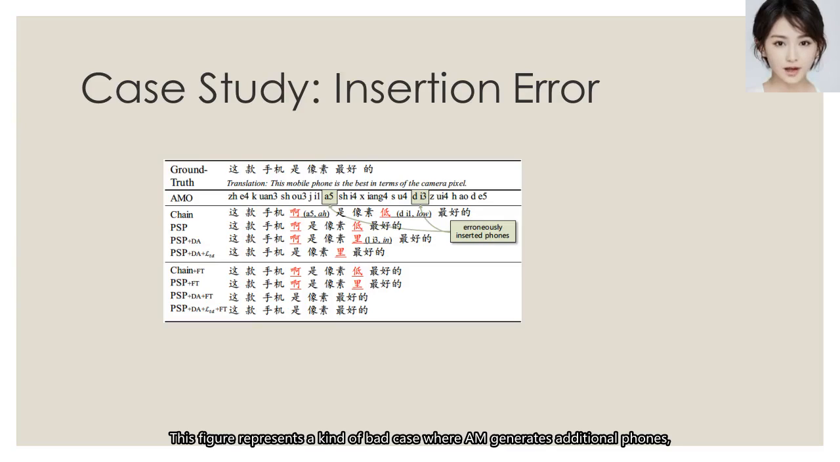This figure represents a kind of bad case where AM generates additional phones, which causes unreasonable results. In this case, the speech is introducing a mobile phone with the best camera quality. However, the erroneously inserted phone turns the result to this mobile phone is the best of low camera pixel. The PSP model with limited training successfully fixes the redundant phone and turns the wrong word into the correct one, avoiding changing the speech semantics. With fine-tuning, the errors are completely removed.